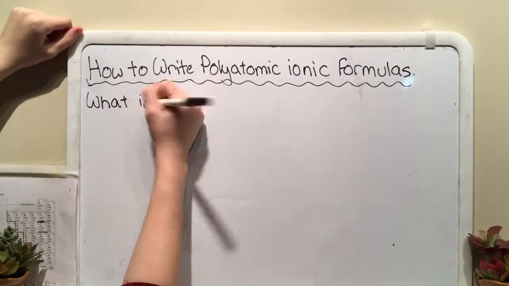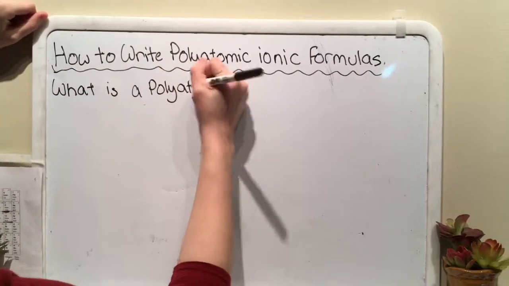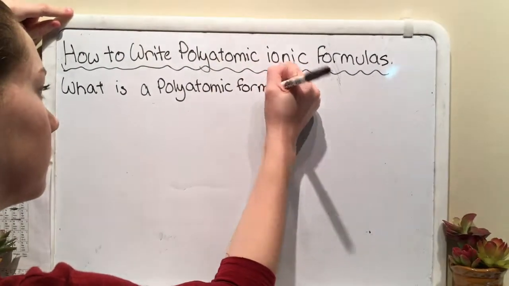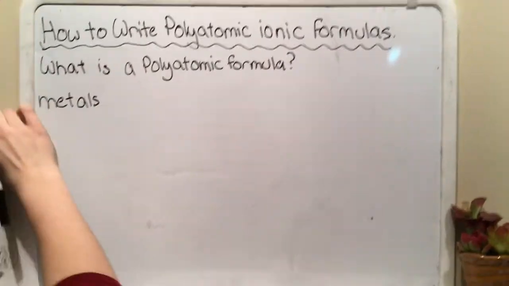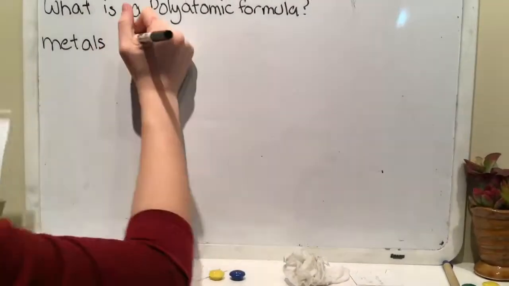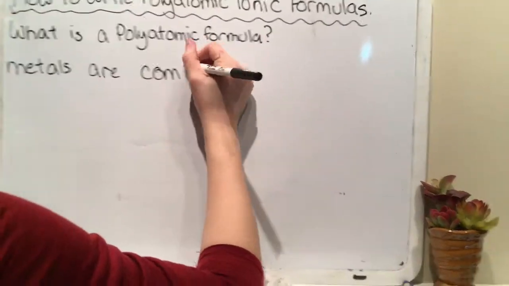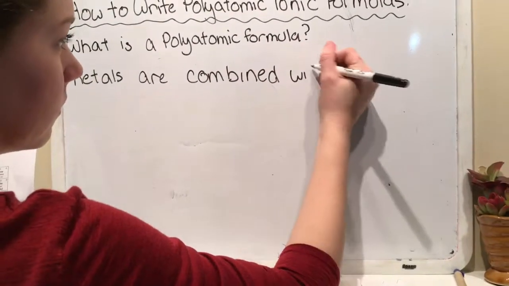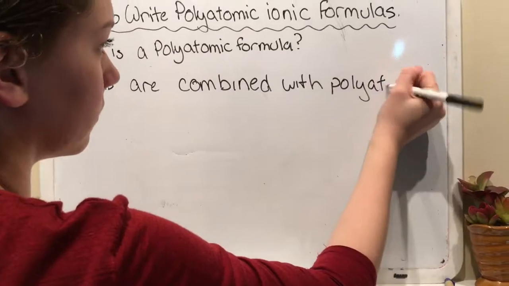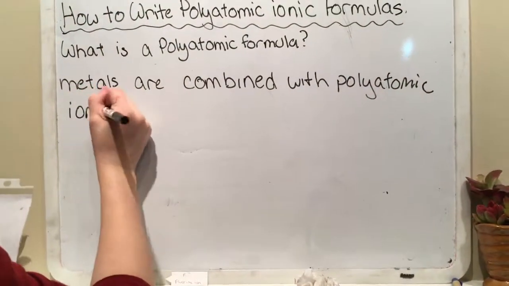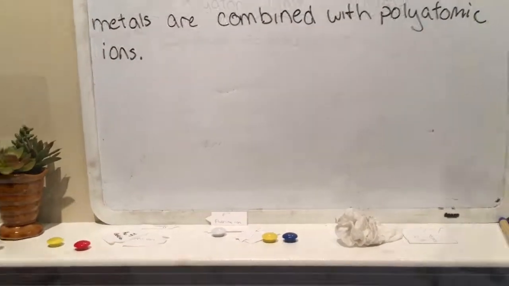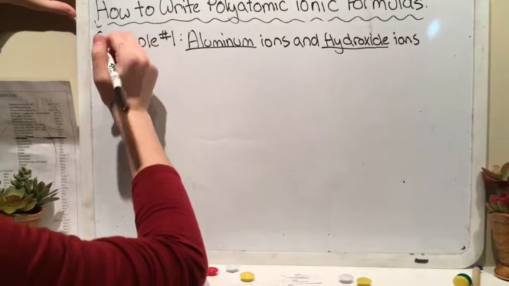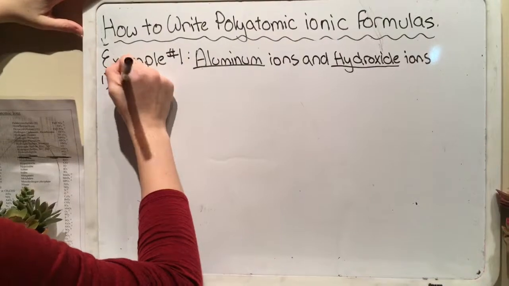So our next one is how to write a polyatomic ionic formula. First of all, we need to know what a polyatomic ionic formula is. It is where a metal on the front side of the periodic table, but only on the left, is combined with polyatomic ions on the back side of our periodic table sheet. So example 1 is aluminum ions and hydroxide ions.